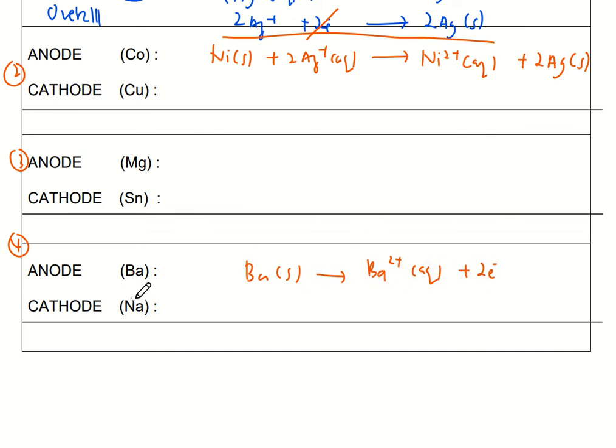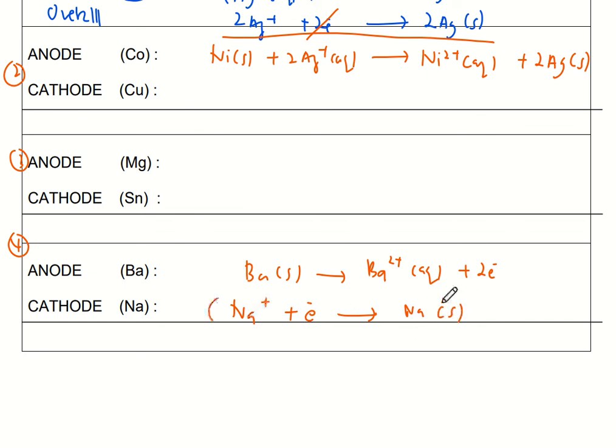While sodium occurs at the cathode, we know Na is Na plus, because that is its stable form. So it will undergo reduction, meaning it gains the electron to become Na solid.